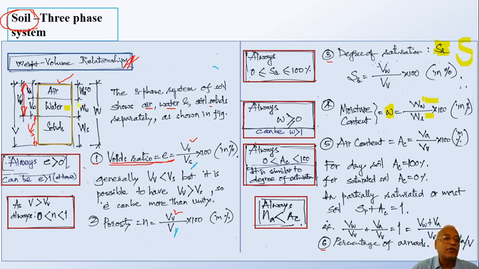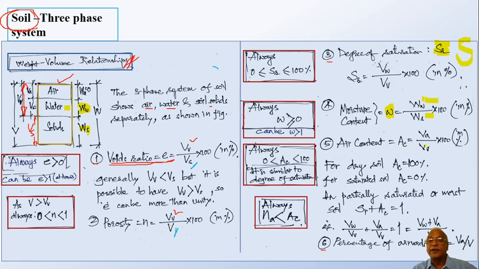Here you have the weight of water and the total weight. Total weight consists of weight of water, weight of solids, and weight of air, which is negligible, but if you include it, then it is the total weight. So here we have weight of water to weight of solids. This ratio, weight of water to weight of solids, is moisture content or water content.